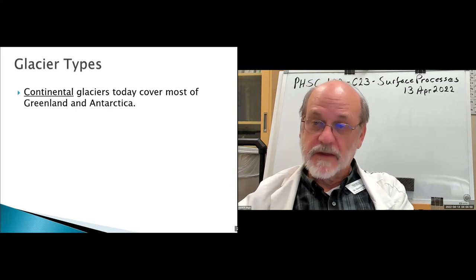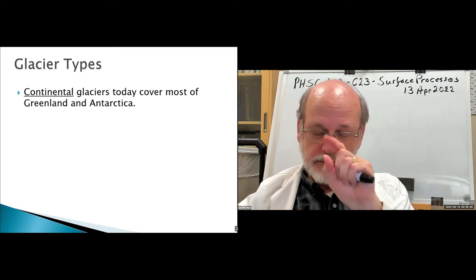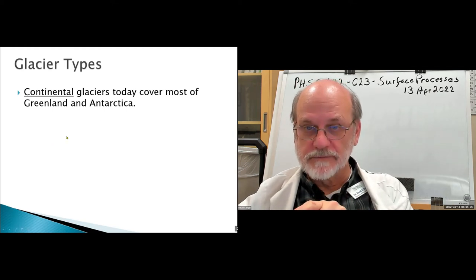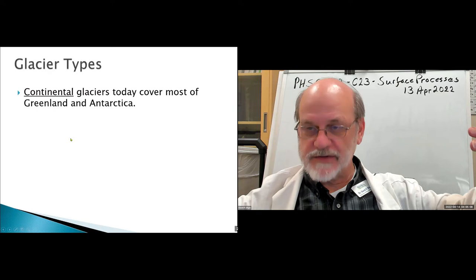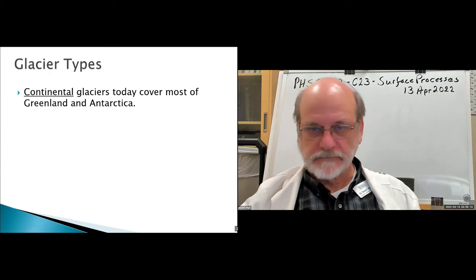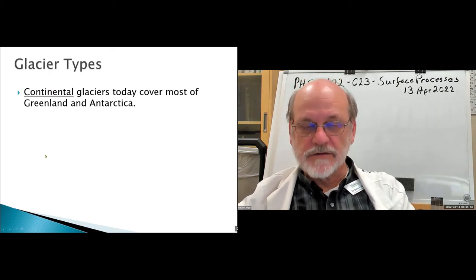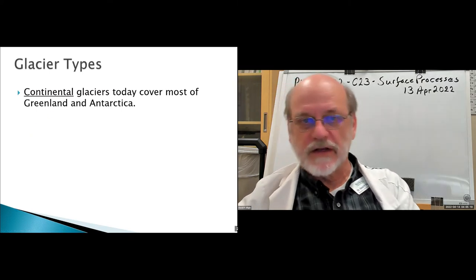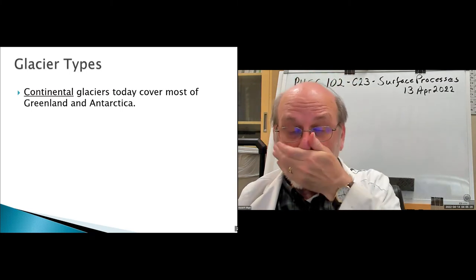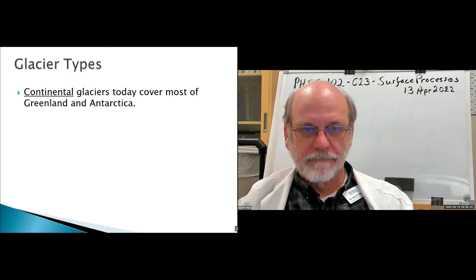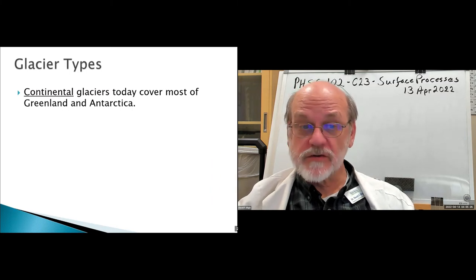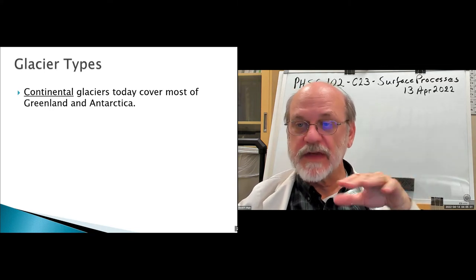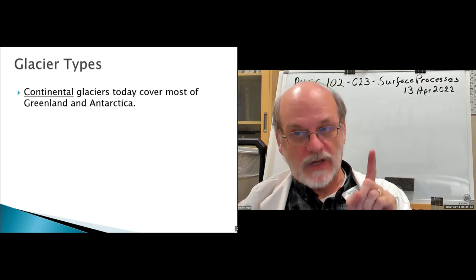Different types of glaciers. The glaciers that form the icebergs are continental glaciers. They cover large land masses. And they're typically Greenland and Antarctica have the largest continental glaciers on the planet. Now these glaciers start on land. Even if they do reach the water, they begin on land.